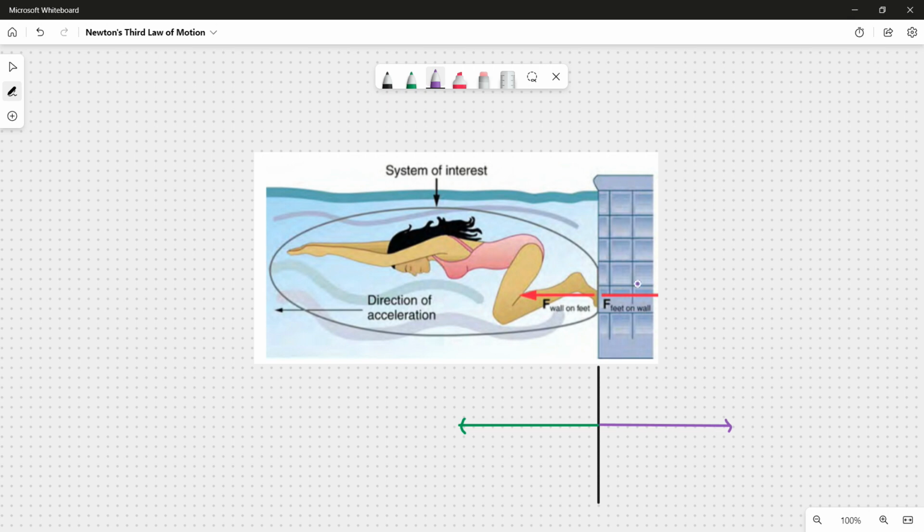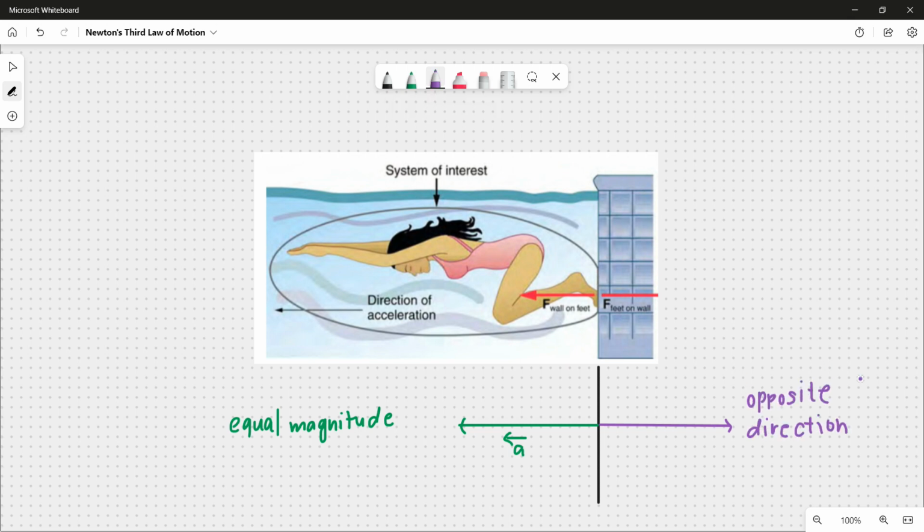When the swimmer exerts a force on the wall, she accelerates in the direction opposite to that of her push. This means that the net external force on her is in the direction opposite to the feet-on-wall force. This opposition is the result of Newton's third law of motion, which dictates that the wall exerts a force on the swimmer that is equal in magnitude but that acts in the direction opposite to the force that the swimmer exerts on the wall.